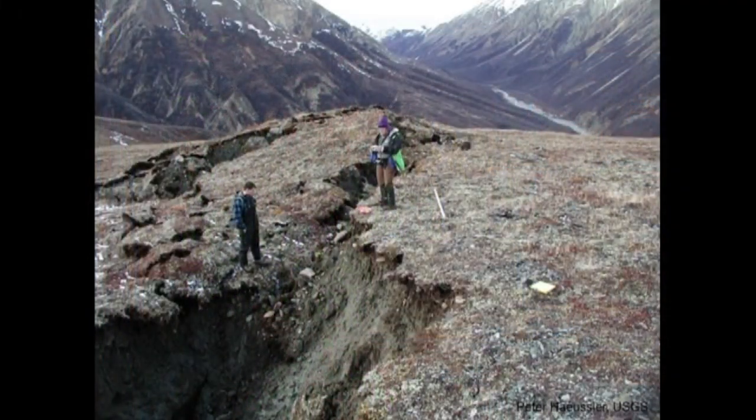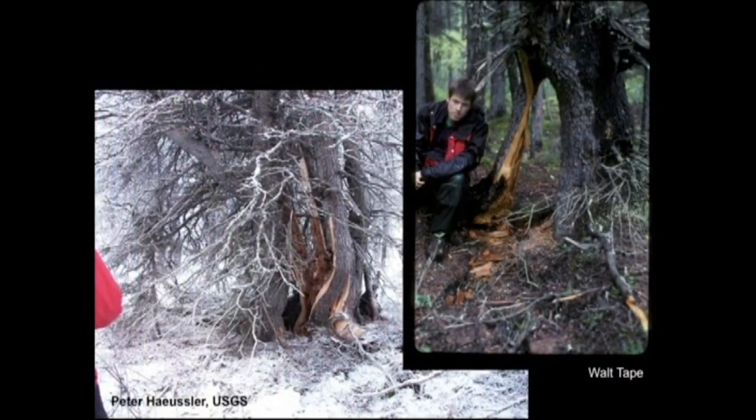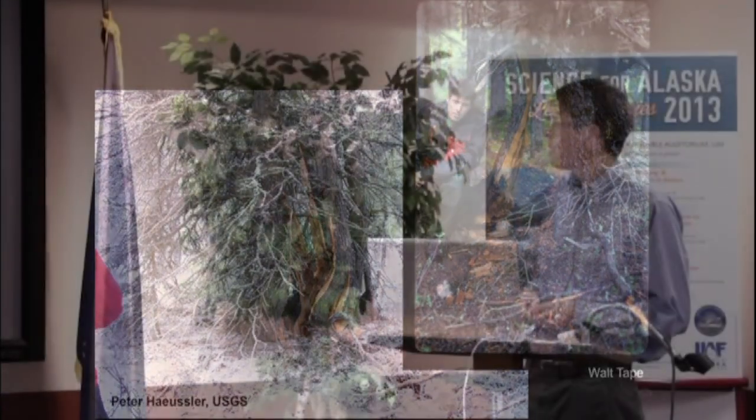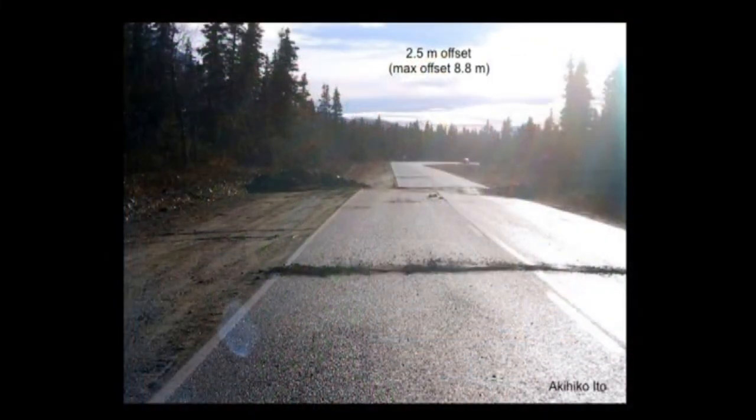After the earthquake, there were huge cracks opening up in the ground. Some of these were 9 feet deep in certain areas. So this is caused by the earthquake rupture itself. Off the Richardson Highway, you could see these trees just basically exploded as the rupture went by. Here's an example. Here's another example. So these are small things you can identify associated with the earthquakes. Larger things, the actual Richardson Highway was offset by 2.5 meters here.